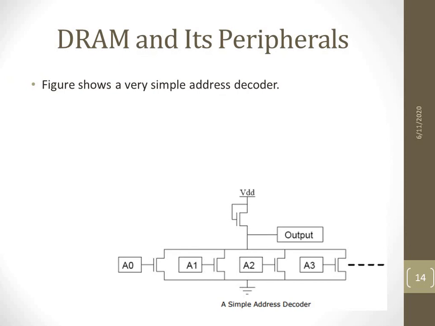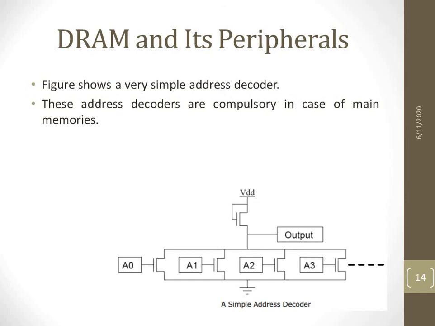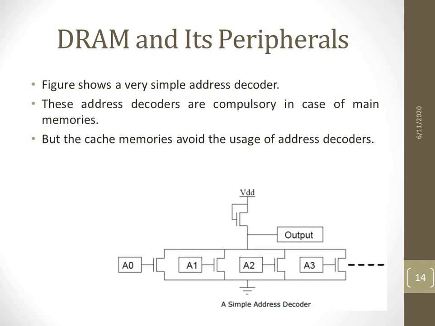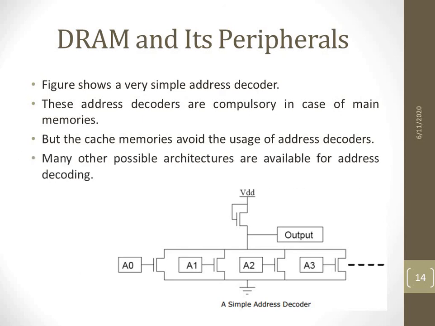This figure shows a simple address decoder. These address decoders are compulsory in the case of main memories because the number of lines will be many, so we need address decoders. But cache memories avoid the usage of address decoders. Many other possible architectures are available for address decoding.